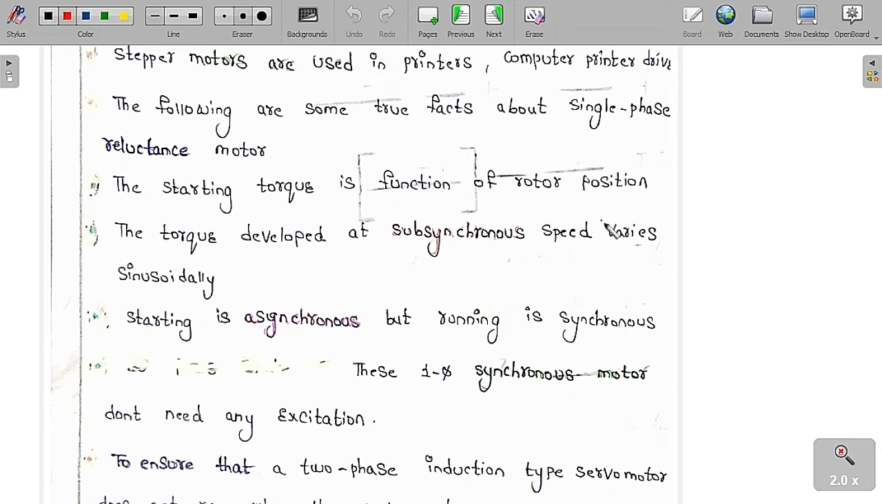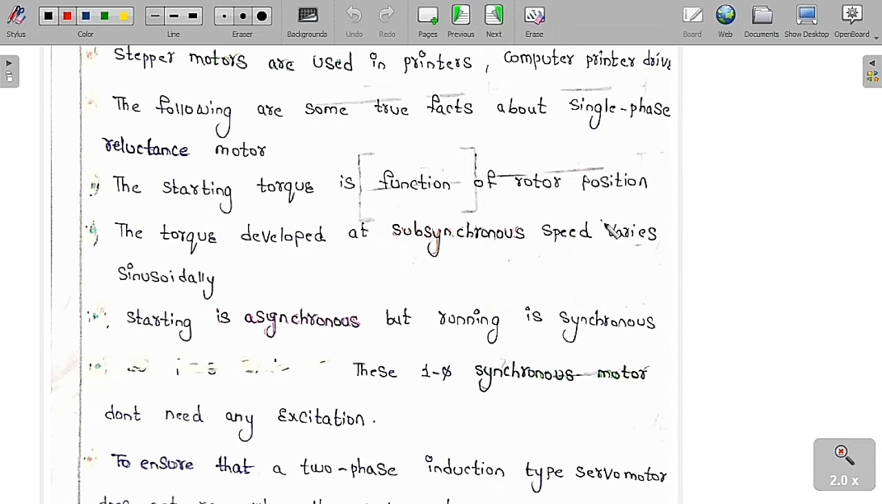These are the important points that you always have to keep in your mind. Simply we can say that this single phase synchronous motor doesn't even need any excitation. These are some of the important facts regarding this single phase reluctance motor. The starting torque is a function of rotor position because of sin 2 delta. The torque developed at subsynchronous speed varies sinusoidally because it is a function of sin 2 delta. Starting is asynchronous but running is always synchronous.